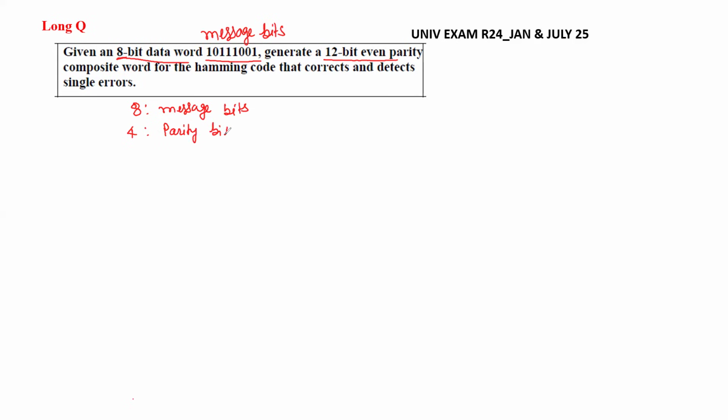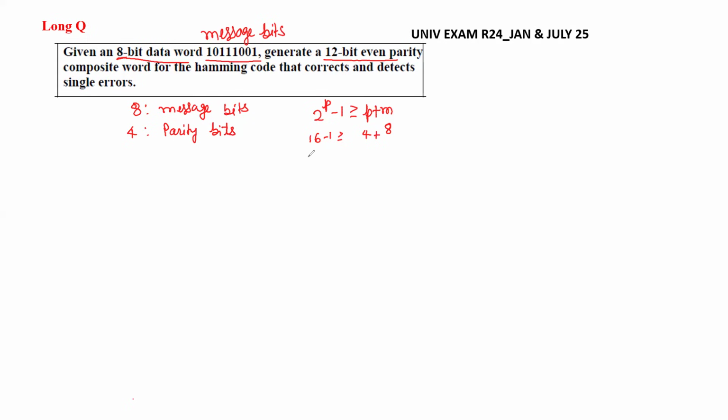Otherwise, in general, suppose 12 bits is not given, we have to find the number of parity bits. For that, what is the logic? 2 to the power p minus 1 should be greater than or equal to p plus m. Here m is given as 8. Now suppose we take p as 4. 2 to the power 4 is 16, and 16 minus 1 is 15. So it is greater than 12. That's why the parity bits required here are 4.